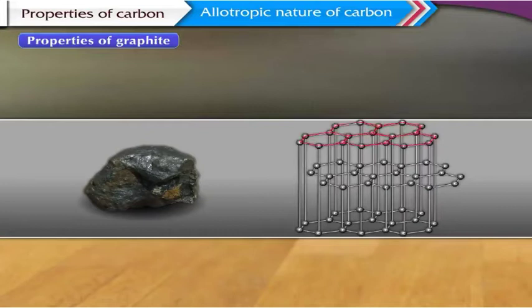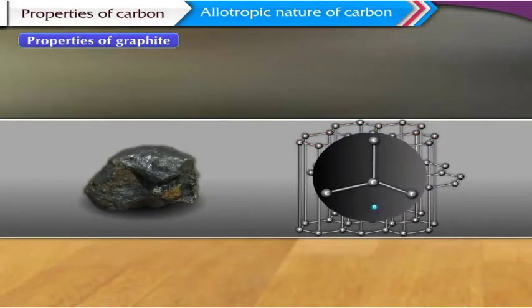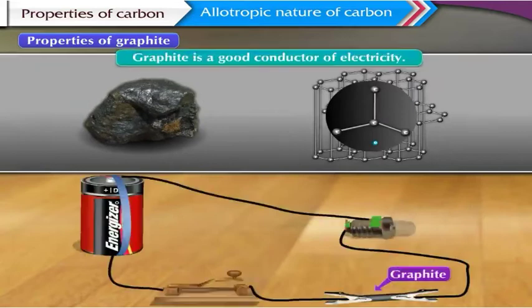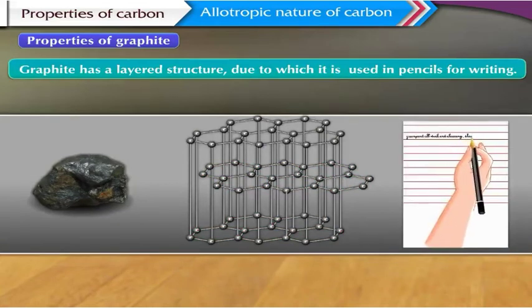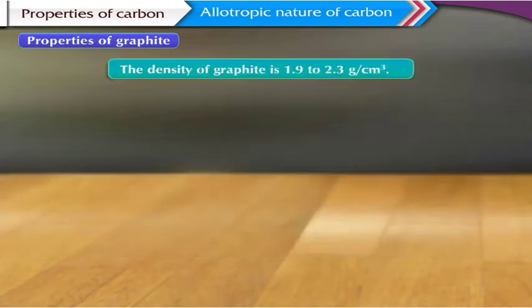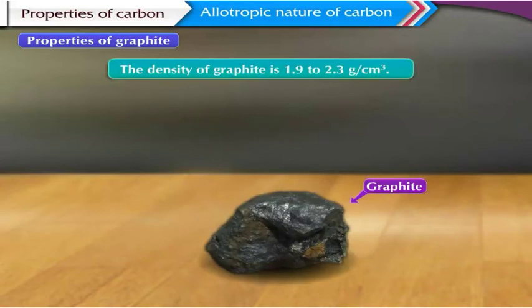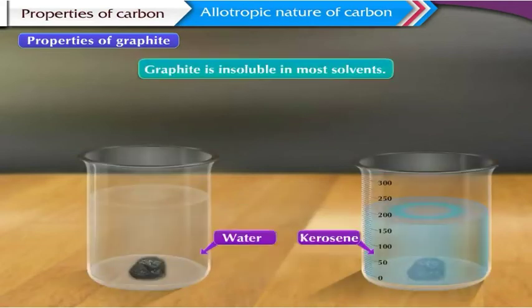In each layer of graphite, there are free electrons moving continuously. That is why graphite is a good conductor of electricity. Graphite has a layered structure due to which it is used in pencils for writing. The density of graphite is 1.9 to 2.3 grams per cubic centimeter. Graphite is insoluble in most solvents.